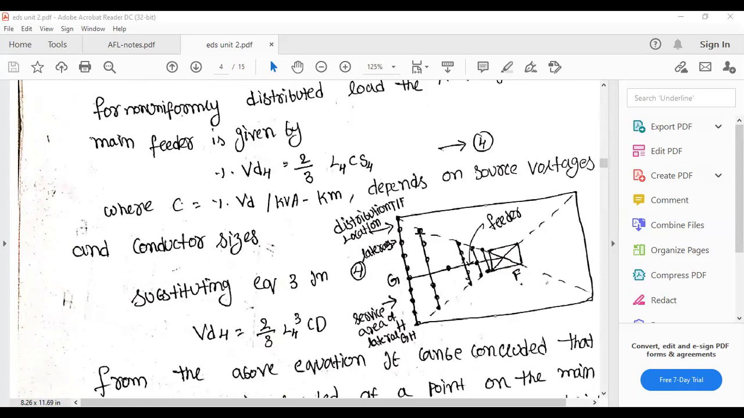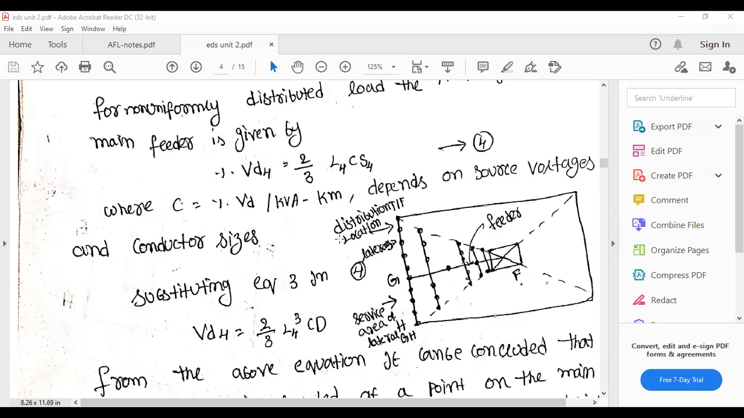These dots are indicated by the laterals or the load points. This dark line indicates the feeder.